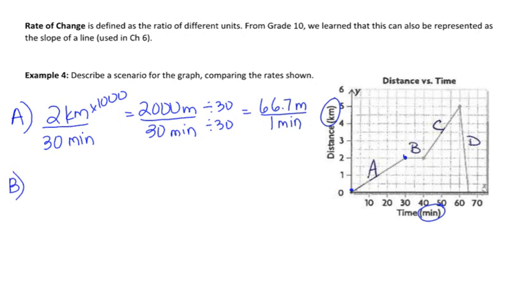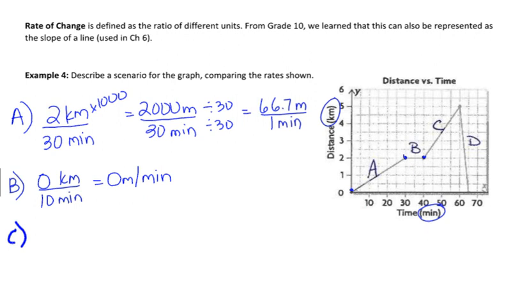B's line segment, so my rate of change for B, I changed 0 kilometers. I have 2 and I'm still at 2, so I'm standing still somewhere for about 10 minutes. 0 kilometers over 10 minutes. 0 over anything is 0 meters per minute. So a scenario there, I could stop to talk to a friend, could be buying something, getting a coffee. I'm somewhere that I'm not actually changing my distance for 10 minutes.